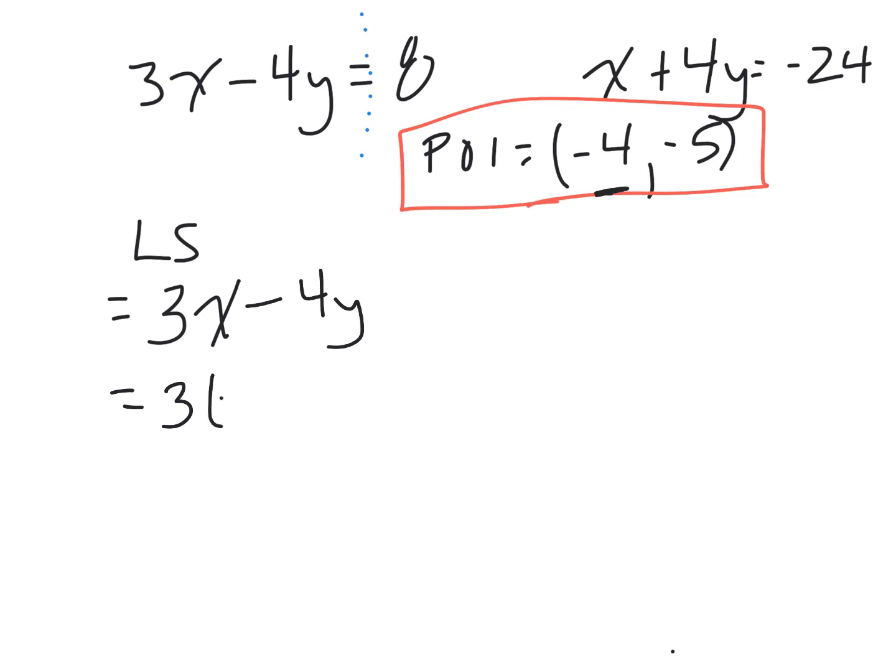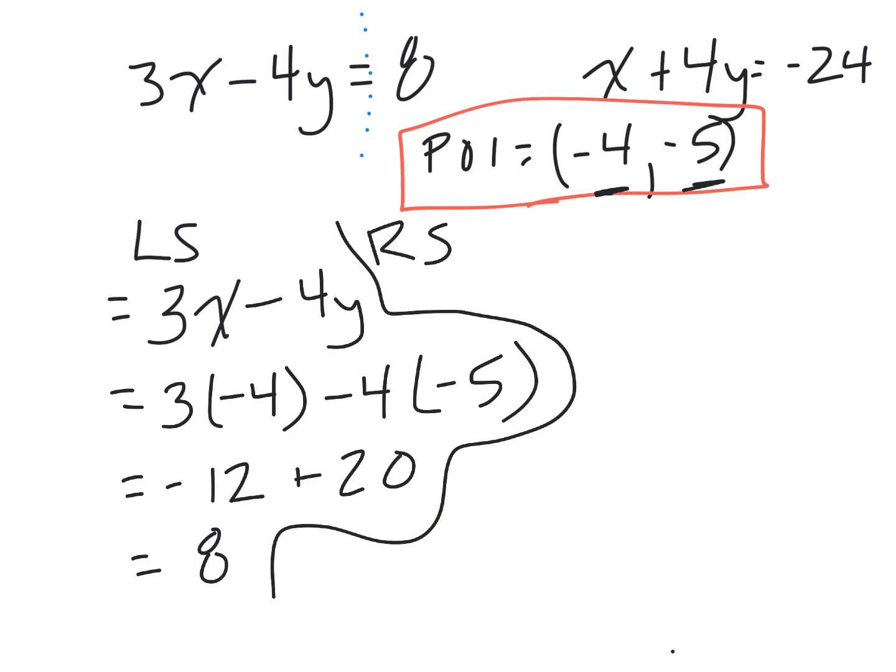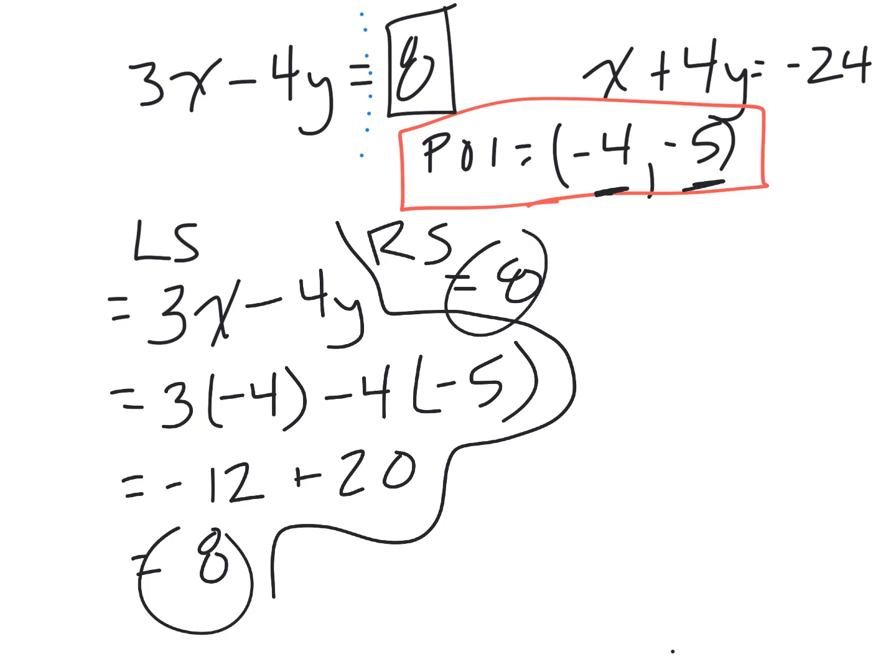So 3 bracket -4 close bracket minus 4 bracket -5 close bracket. 3 times -4 is -12. -4 times -5 is +20. -12 plus 20 equals 8. And my right side, I'll draw a line like that just to make it clean, equals 8. Where'd you get that 8 from? Right here. So we know that 8 and 8 are equal, so you know that the POI is a valid solution for that equation.